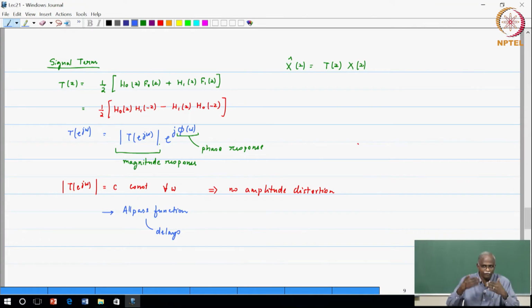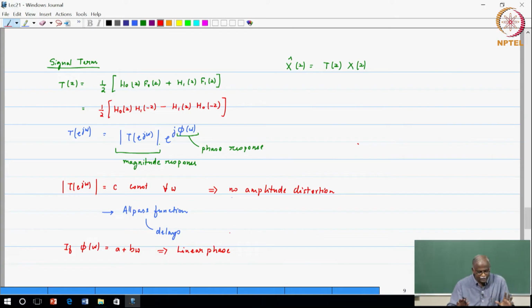So, we are following the chronological development. At this point, the question we ask is T of z has to be an all pass function. To the best of our knowledge, only delays are possible, and right now that may not even be an option. So, what about the phase? Phase response, if phi of omega is of the form a plus b omega, that means it is linear in omega. So, this is the general form of what we refer to as a transfer function with linear phase.